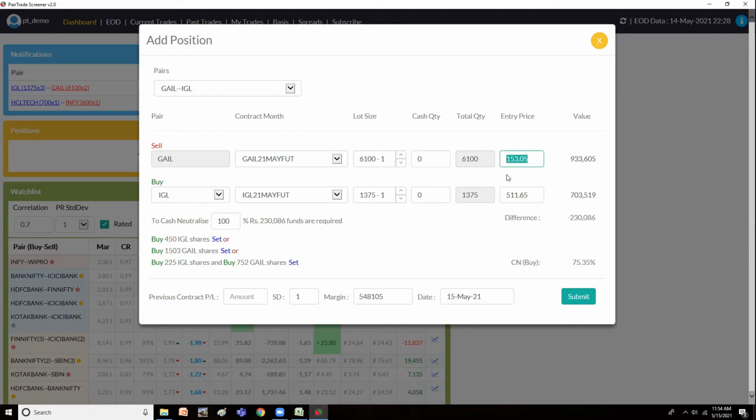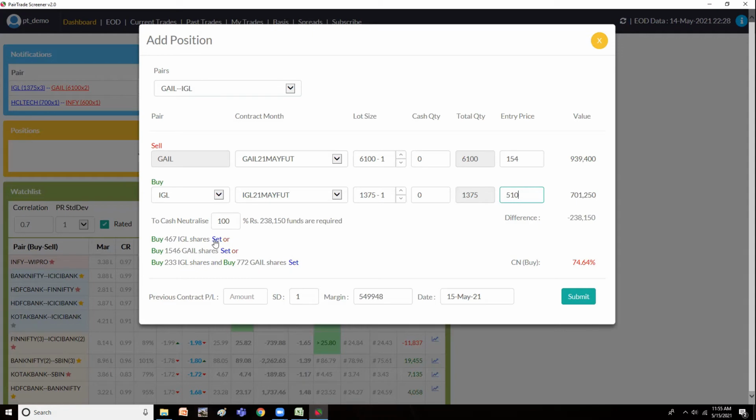Here, the entry prices are displayed at that moment. So in the live market, when you click on this, it will get you the future rates at that particular point of time. Right now, it is getting me the AO prices. For example, if I have entered this, I have shorted maybe at 3 o'clock. I might have shorted this at 154, and this one bought at, for example, 510.